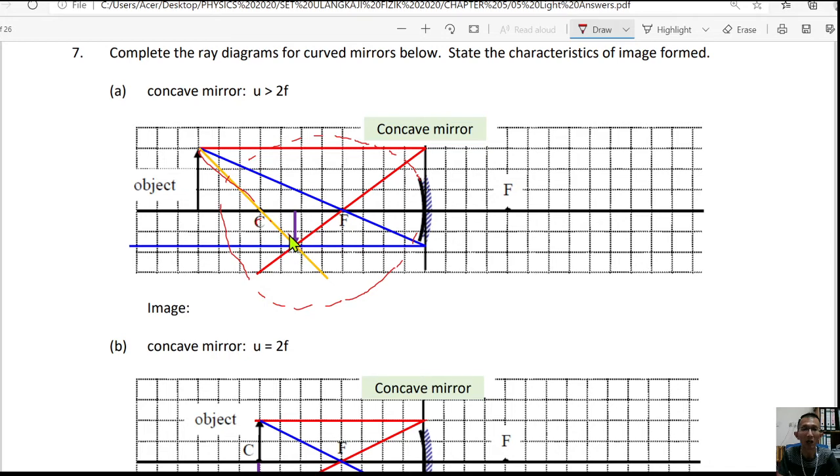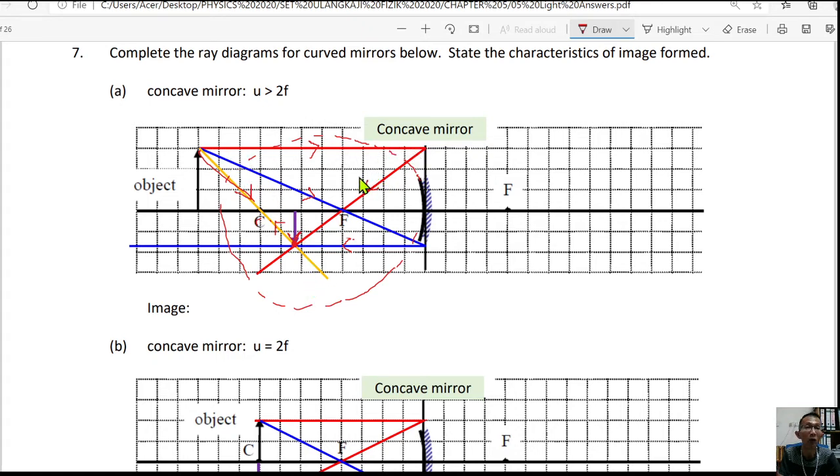So I draw the head of the arrow here, and then the foot will be on my principal axis. But this picture is not yet completed. I must draw the directions of the light propagation. So here is the direction of the light propagation. Incident, then reflected on the same line. All right, follow.